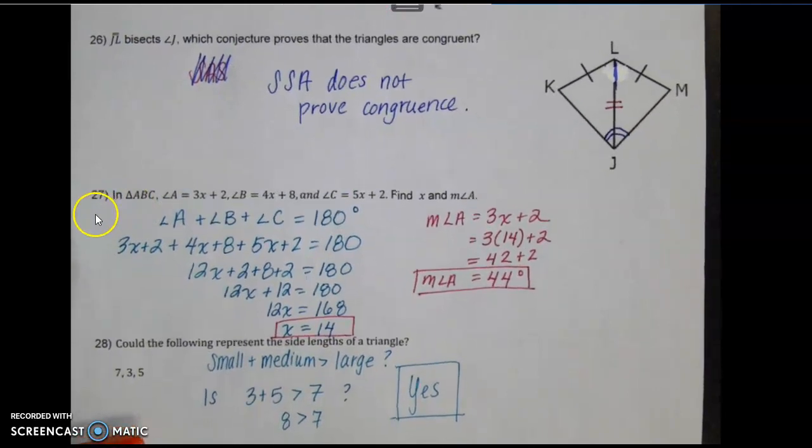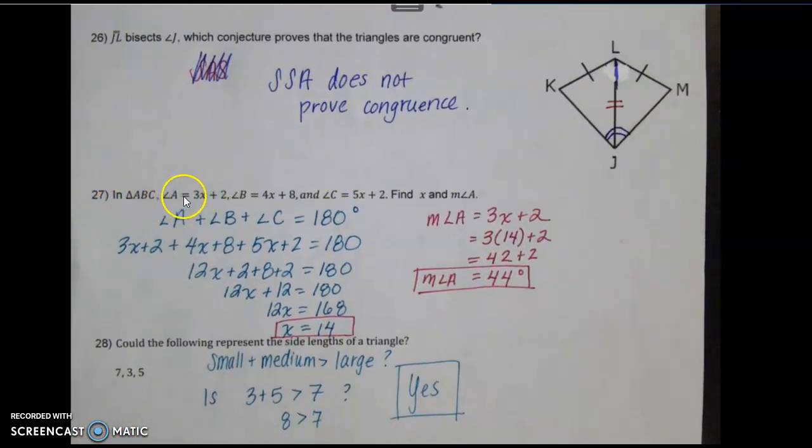Number 27, it says we have a triangle ABC. If it helps you to draw a picture, you can. But it gives us angle measurements. It says angle A, angle B, and angle C are certain expressions. Now, remember, angles within a triangle all add up to 180. So A plus B plus C equals 180.